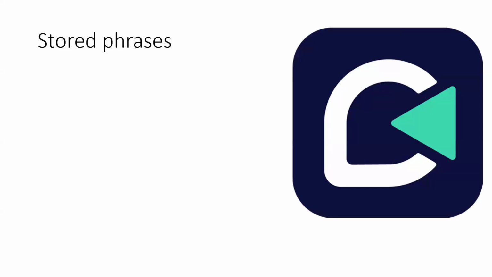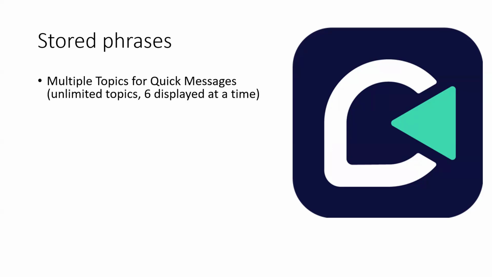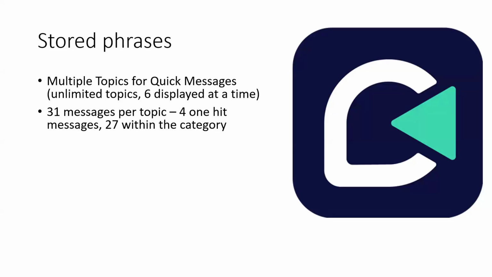The next thing we're going to explore is the use of stored phrases. If you remember TD Talk when it was launched, you used to only have 12 stored phrases. Now you can have multiple messages for stored phrases or quick messages. There are unlimited topics you can have, and you choose to have 6 being displayed at a time. And I'm going to show you this with a live demo. In each topic, you have up to 31 messages.